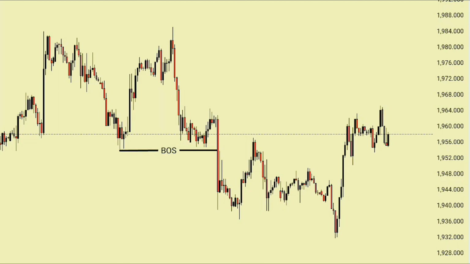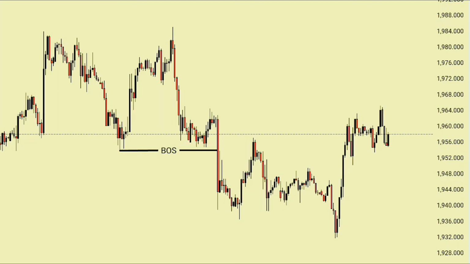However, once price reaches the unmitigated point of interest, the narrative changes. Smart money uses this area to distribute positions. When price starts moving down, it does not simply pull back. It breaks below the previous higher low, which is critical. That moment is the break of structure. It tells us that buyers have lost control and sellers are now in charge.